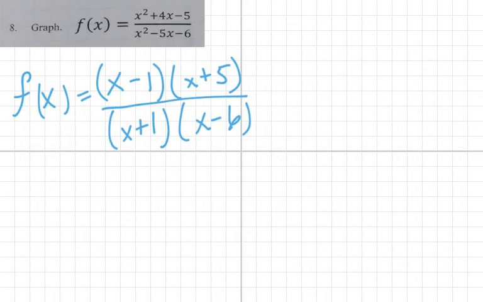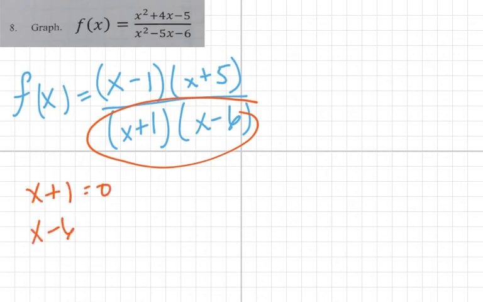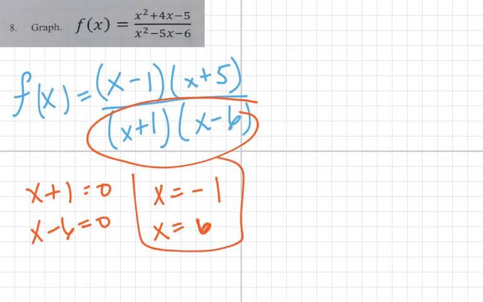So my vertical asymptotes I determine by taking the denominator and setting that equal to 0. First, I want to check nothing cancels with the factors in the numerator, so those are my factors that I'm going to set equal to 0. x plus 1 equals 0, x minus 6 equals 0. So I have vertical asymptotes at x equals -1 and x equals +6. So those are my vertical asymptotes.